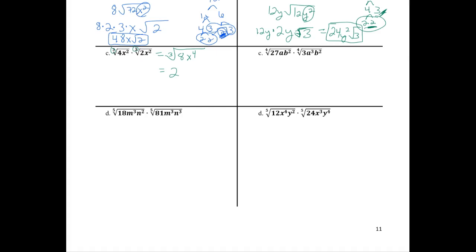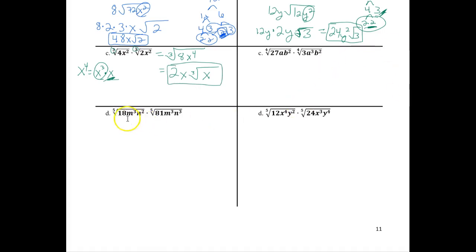X to the 4th is not a perfect cube. X to the 4th is the same thing as x cubed times 1 more x. Right? So there would be 4 x's here, but we only need perfect cubes, so I need to take that x cubed out. The cube root of x cubed is x. What's left underneath is this lonely x here. And that's as far as we can go.